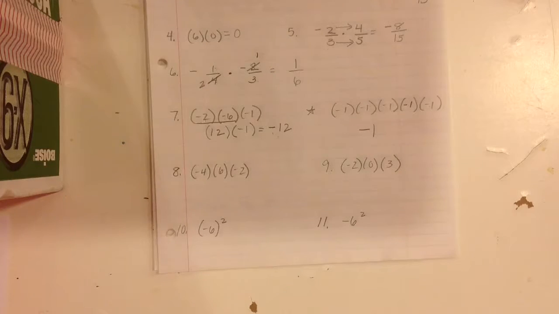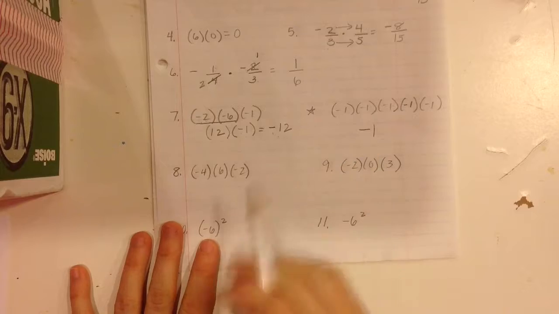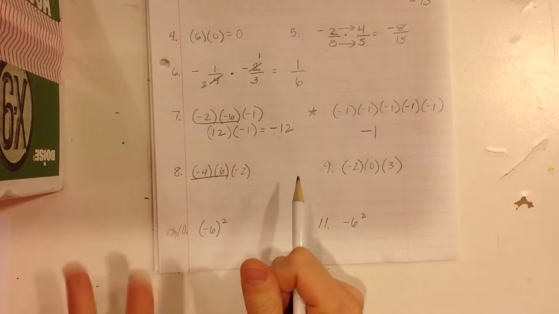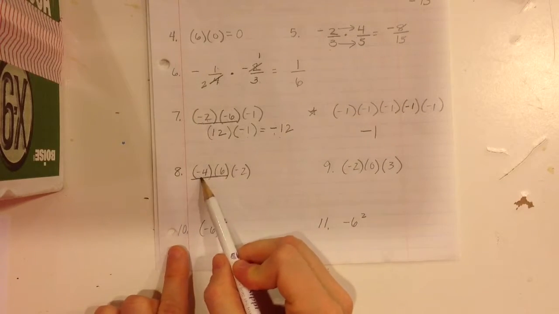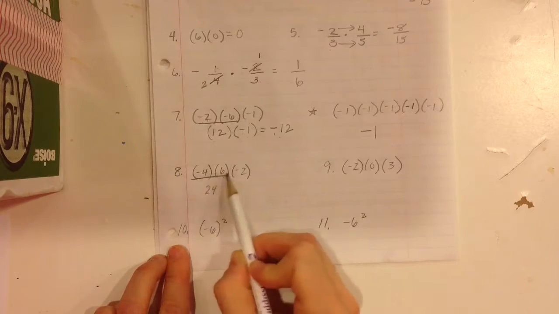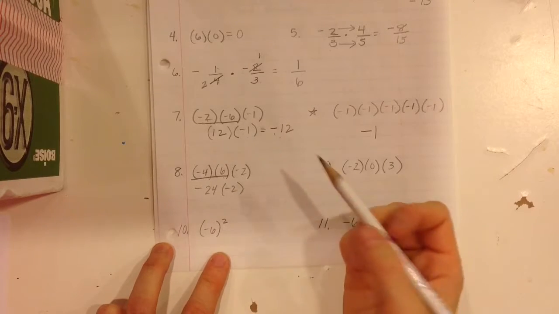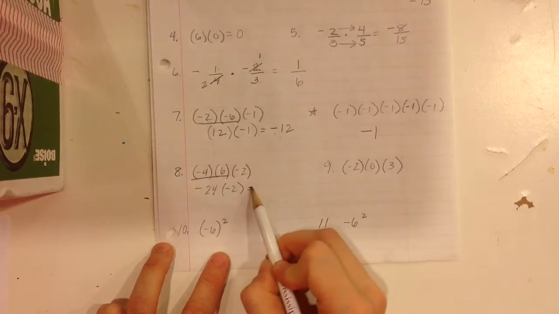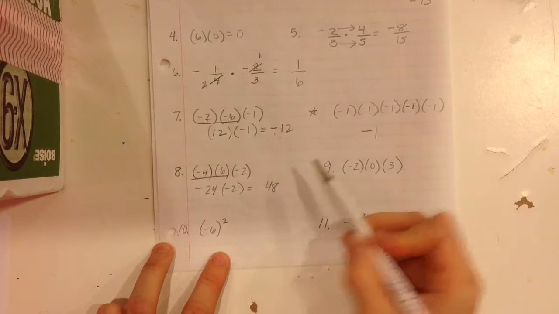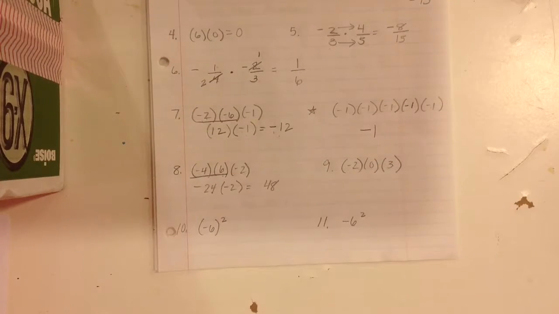Okay, number 8, just like we said before, we don't have negative, negative, negative, so we can't use our rule that we just learned. So I'm just going to look at them 2 at a time. So I have a -4 and a +6. So 4 times 6 is 24, different signs, so my answer is negative. And I'm going to bring down that -2. 24 times 2 is 48. I have the same sign, so my answer is positive.